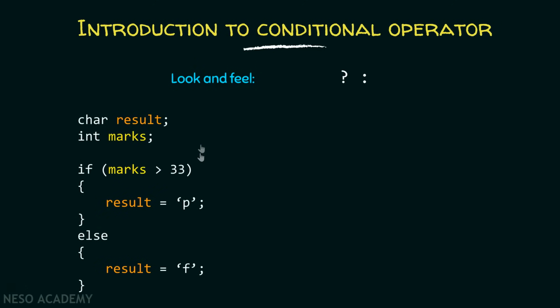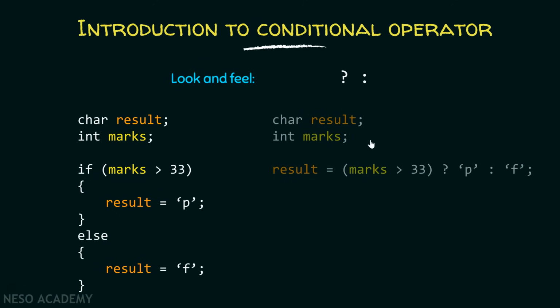Let me take one example. Here in this example, it is quite clear that if marks is greater than 33, then result variable will store a character P, otherwise it will store a character F. Let me rewrite this whole code in a different way over here. Here, instead of writing these multiple lines of code, I'm writing just a single line of code by using this conditional operator. Marks greater than 33, then question mark, then P, then colon, then F. This is how a conditional operator can replace an if-else construct, and this is what we need to focus upon.